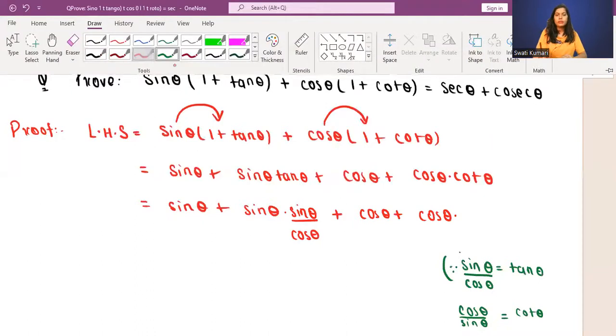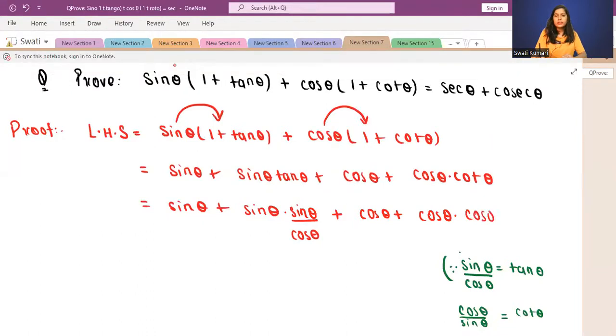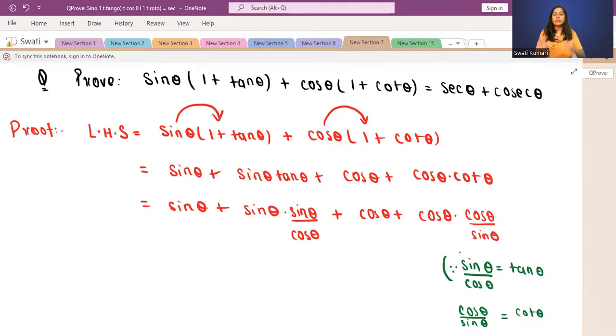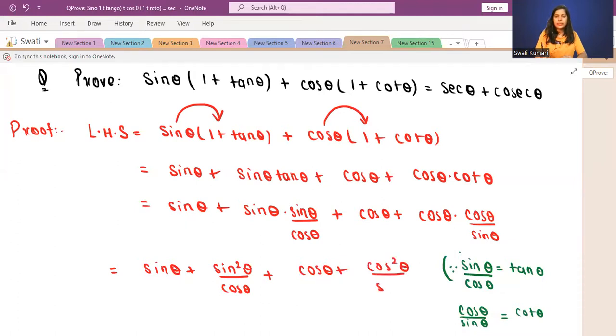So this will become cos theta upon sine theta. Now remember that where you have to reach is basically sec theta plus cosec theta. This is what you want. So accordingly, move ahead. Here we have sine theta plus, this is sine theta into sine theta, so this will become sine square theta upon cos theta, plus this cos theta as it is, and there we have cos theta into cos theta. That will become cos square theta upon sine theta.